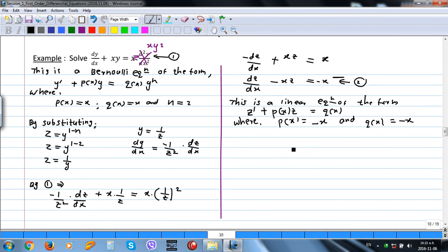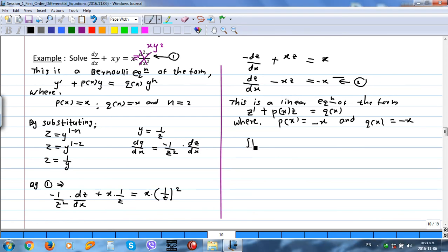Now the simplification is the same as the linear equation, so we have to find the integrating factor. Before that we need to find the integration of p of x dx, which equals the integration of minus x times dx. So then that comes to minus x square over 2.